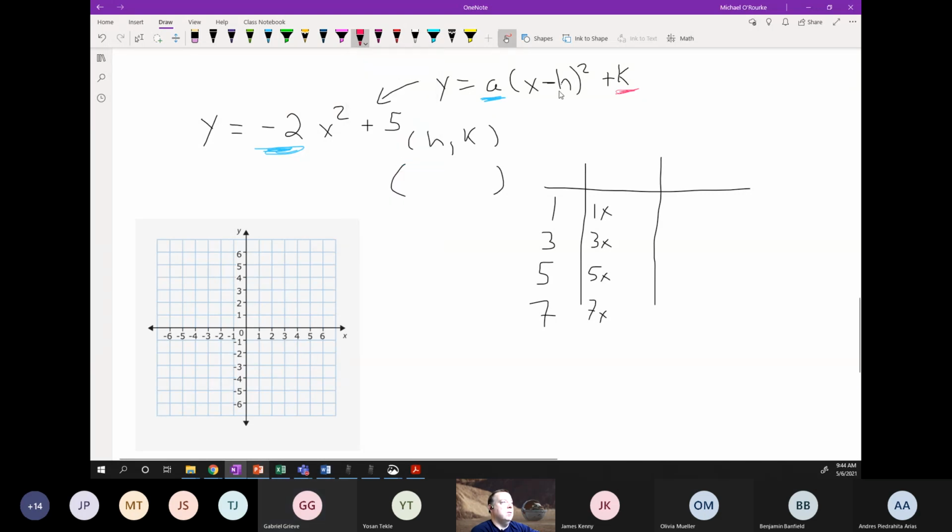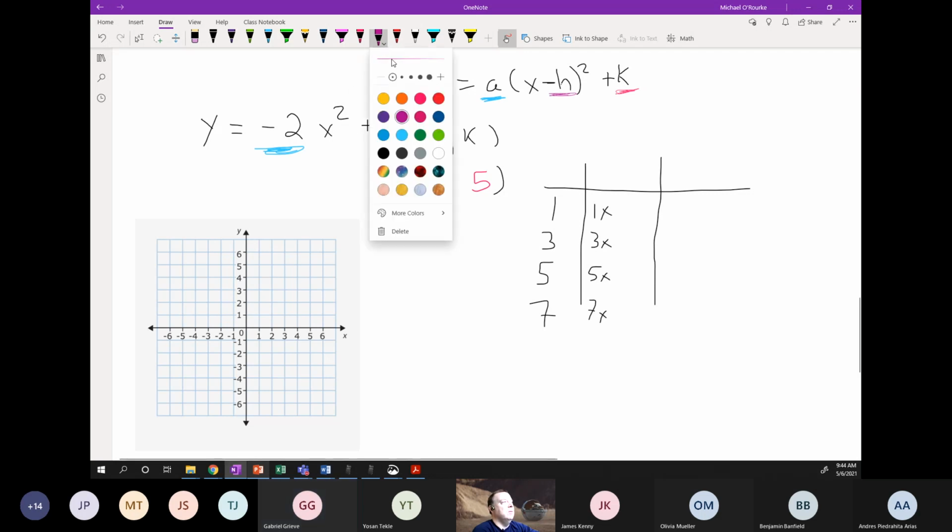5. Okay. Good. So the 5 goes in there. Do you see an h value in this equation? No, I don't. So in this case, that one's going to be 0, since it doesn't exist, right? It's going to be 0.